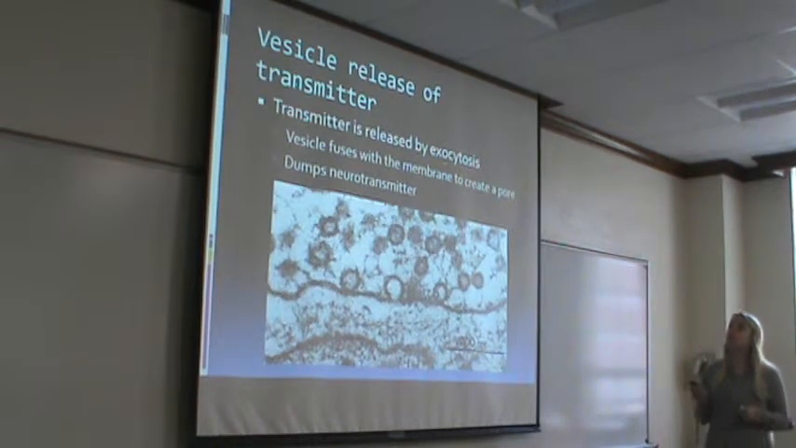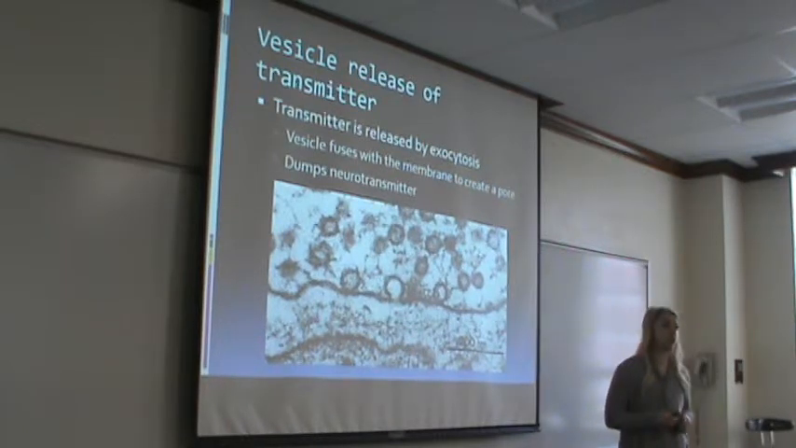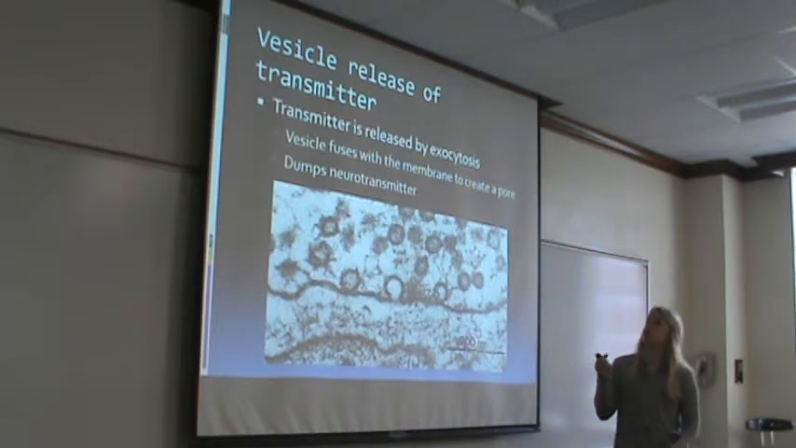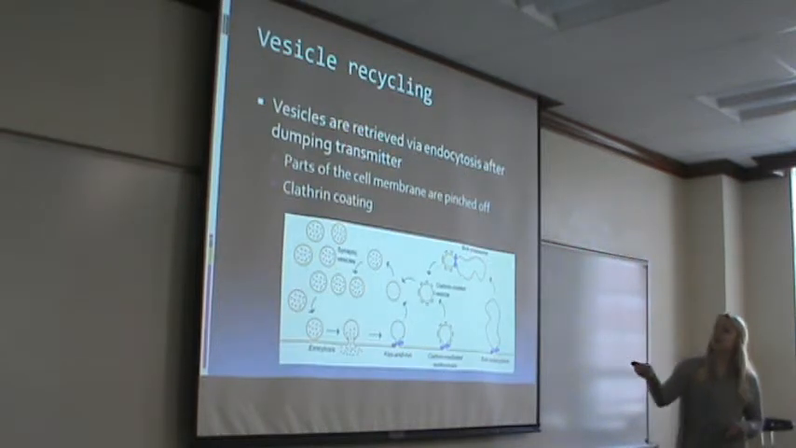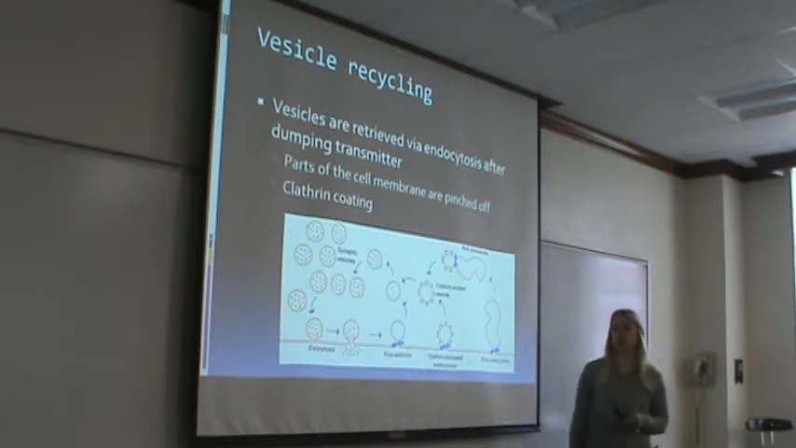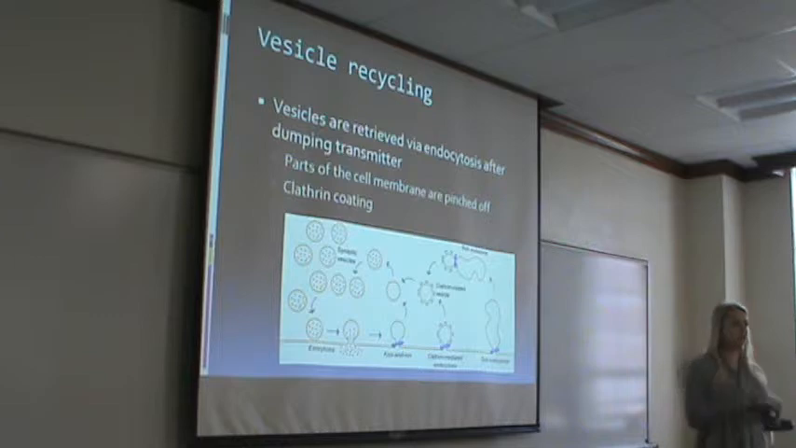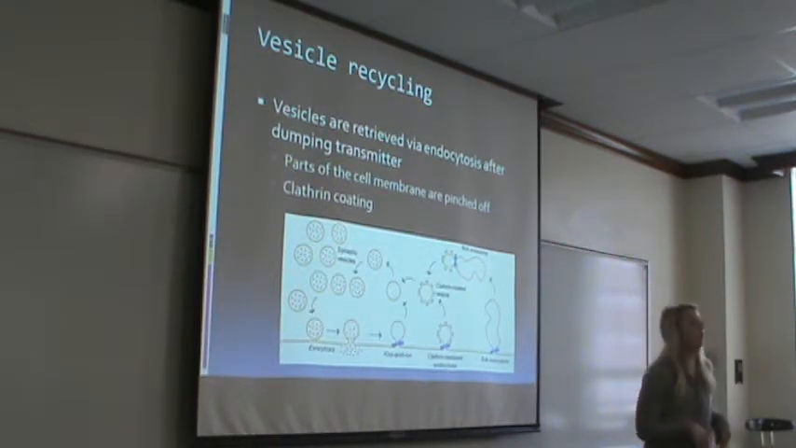Know how transmitters are released. Another term that's important for you to know is exocytosis. The life cycle of a vesicle is something that you should know. A vesicle is released by exocytosis and then recycled via endocytosis. That's a better word than reuptaken. So released by exocytosis and then recycled via endocytosis. That's an important distinction.